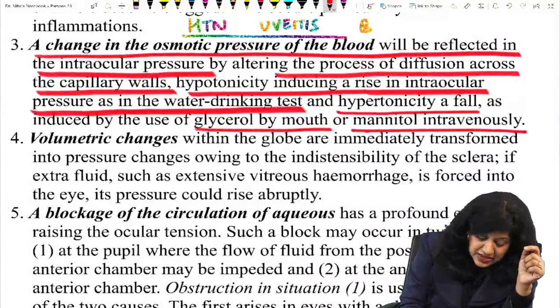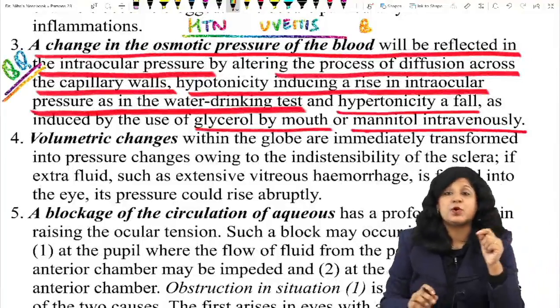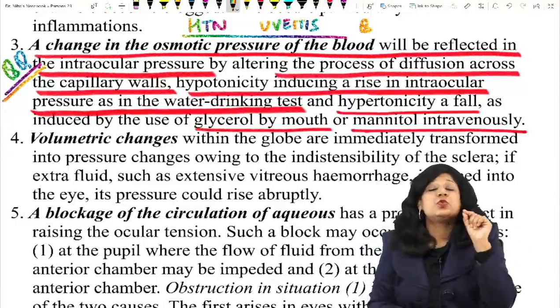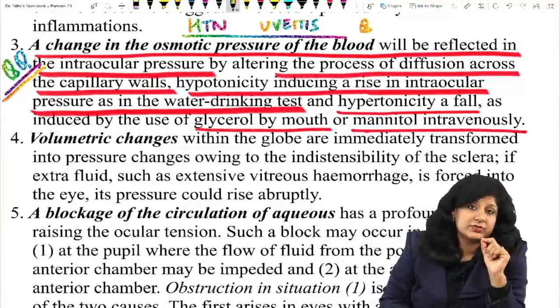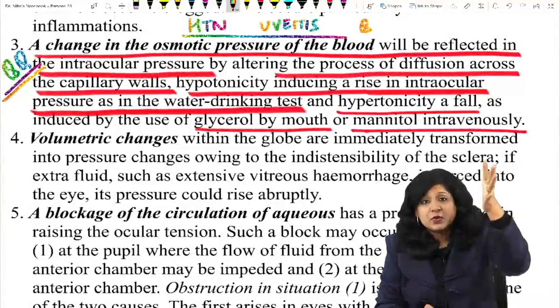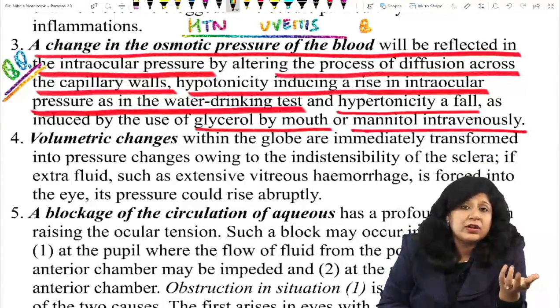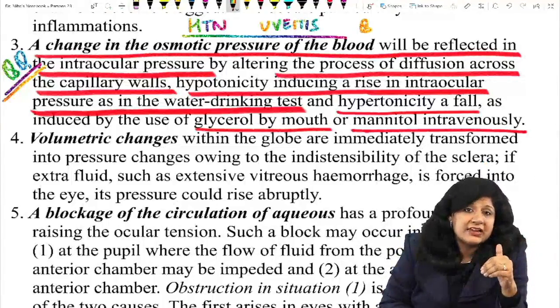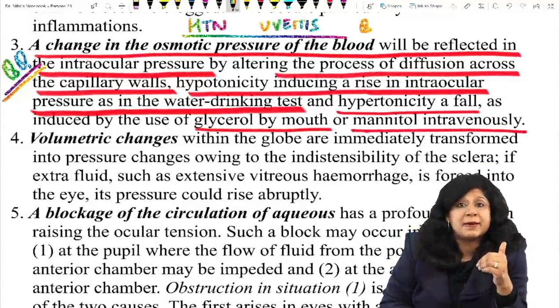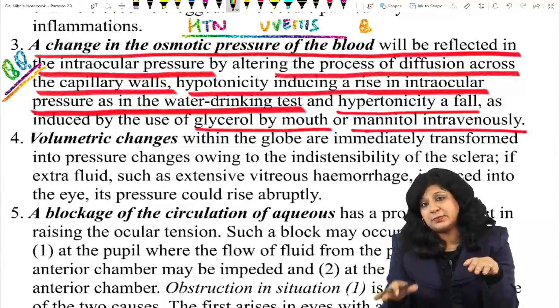Now this is a very important point. It is explaining the working of hyperosmotics. Hyperosmotics work very quickly, and we have a quick decrease in the intraocular pressure when you give oral glycerol or IV mannitol. How does it take place? It takes place by changing the osmotic pressure of the blood.